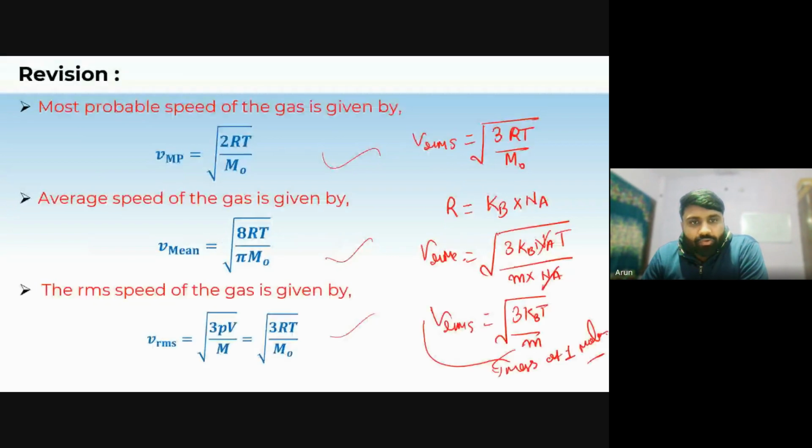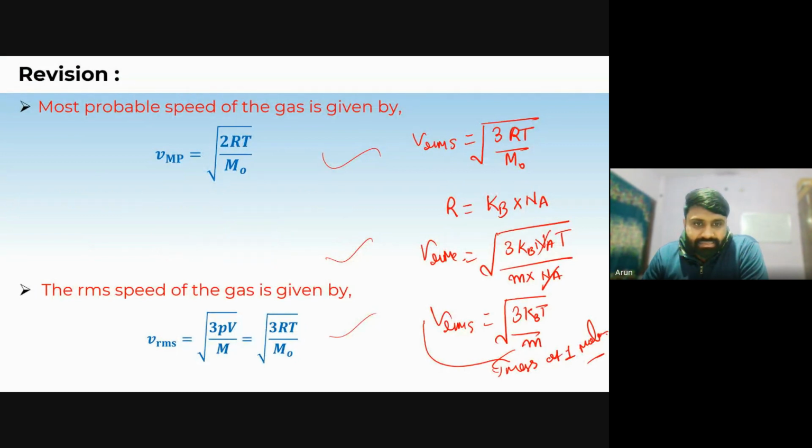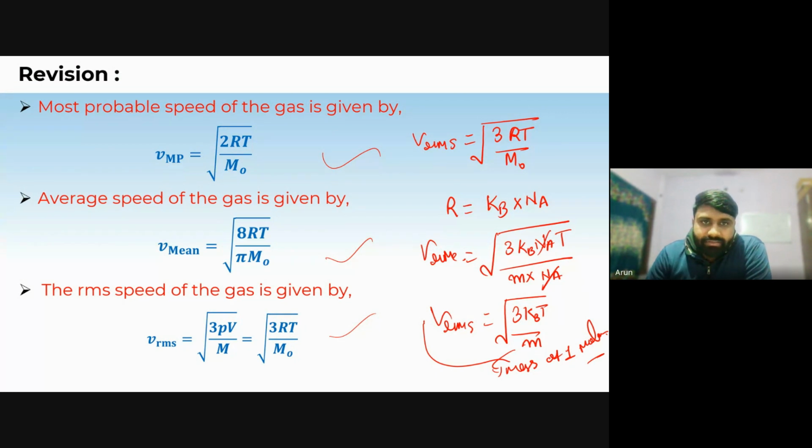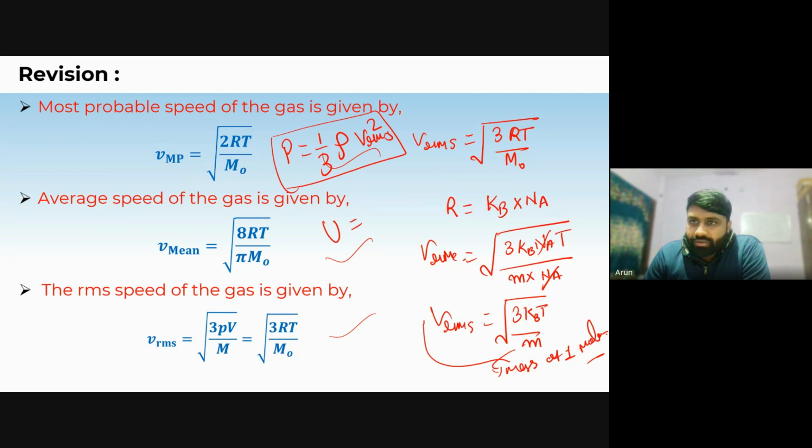So these three formulas are very important, and two in the previous slide, which I will write here. The pressure: pressure is 1 by 3 times rho V_RMS square. And internal energy or kinetic energy is simply 3 by 2 k_B T. So these are very important formulas. Direct questions have been asked from these formulas. Okay.